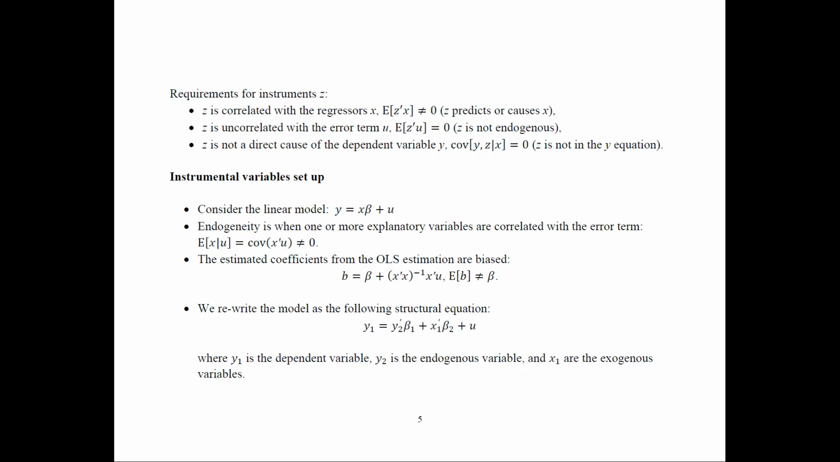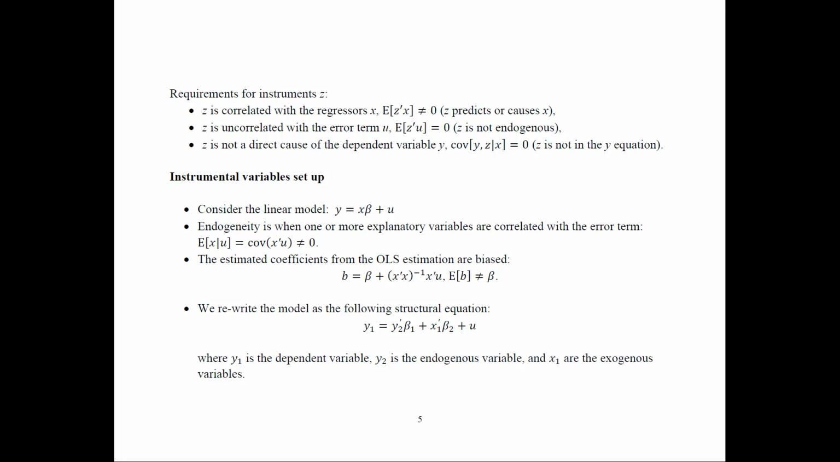And here the covariance between y and z given x would be 0. So z would not be in the y equation. Again, z would predict or cause x, z would not be endogenous itself, and so it will not belong in the y equation. Again, this procedure is very nice and very easy to do. The hardest thing about this procedure, in real life, is actually finding good instruments. So that will be a challenge even in the problem that you're doing.